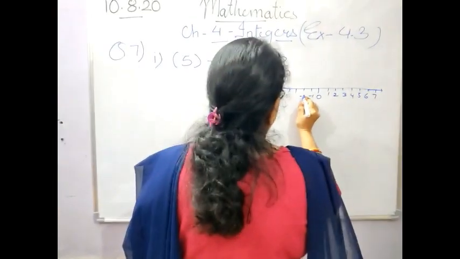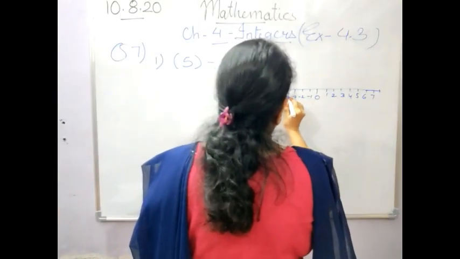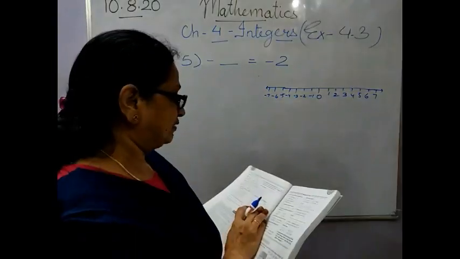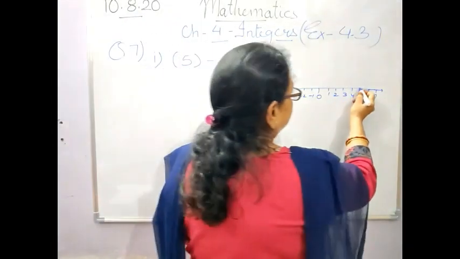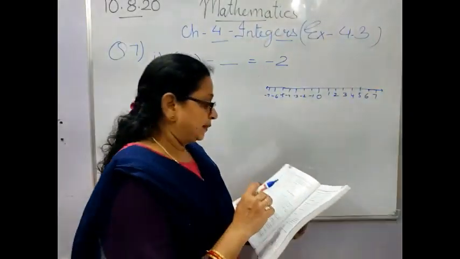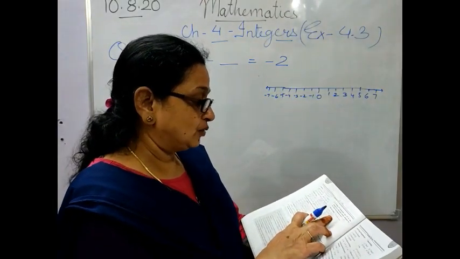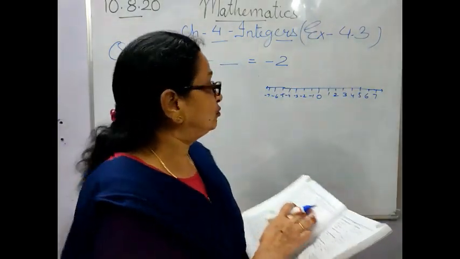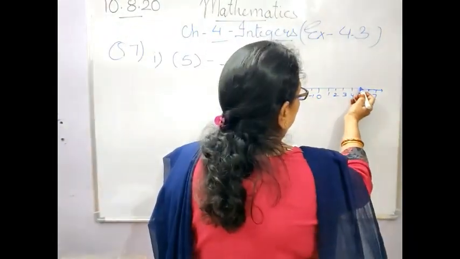Okay, minus 1, minus 2, minus 3, minus 4, minus 5, minus 6, minus 7. Now what have they asked? 5. Where is 5? Here. Now they have asked that you have to subtract. That means you have to move towards the left side and you have to reach minus 2.